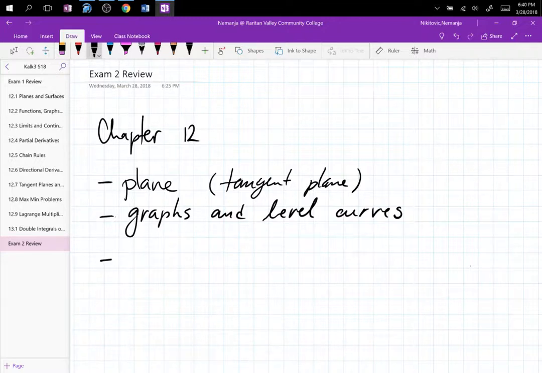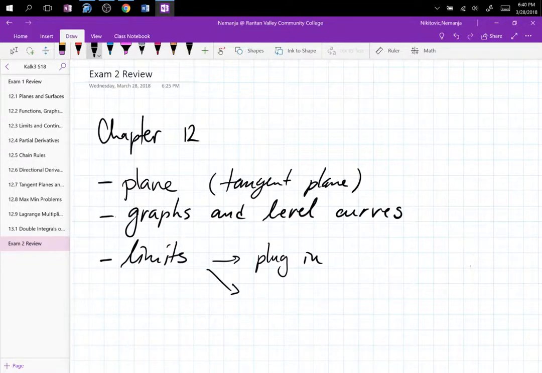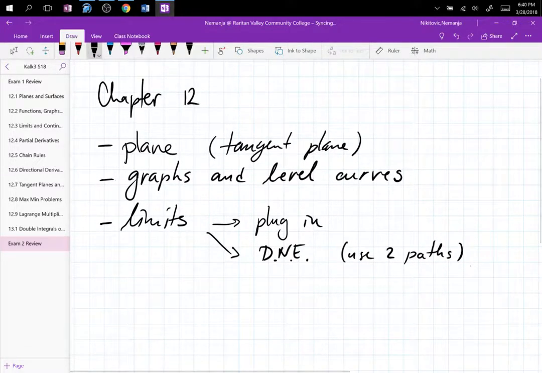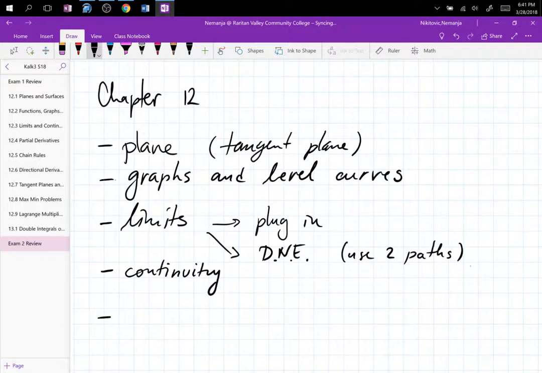Then we have limits, which branch into plug-in and does not exist. I'll just put does not exist. Use 2 paths. That's just standard stuff. Continuity is the same as in Calc 1, continuity at a point, the 3 rules.